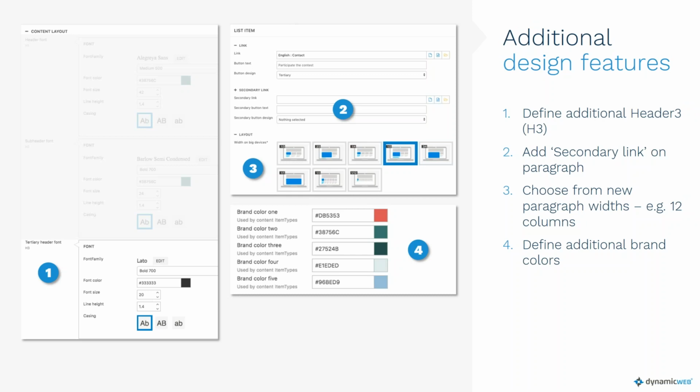And also we have added up to 5 different brand colors, which can be reused in the paragraph, so you don't need to define the color every time. And also, I think before you could only use the grayscale color and only the brand color 1 and 2.